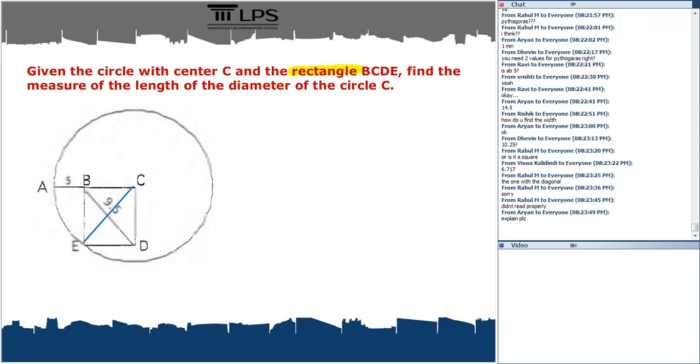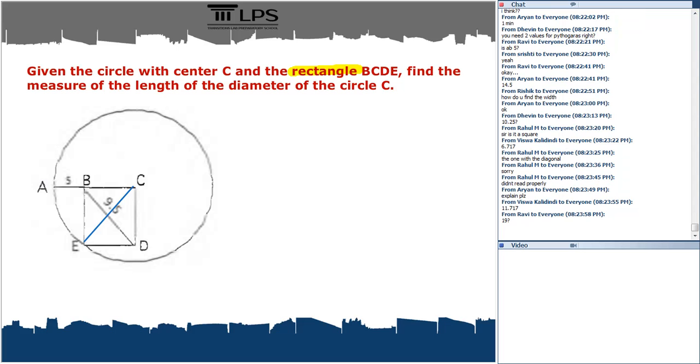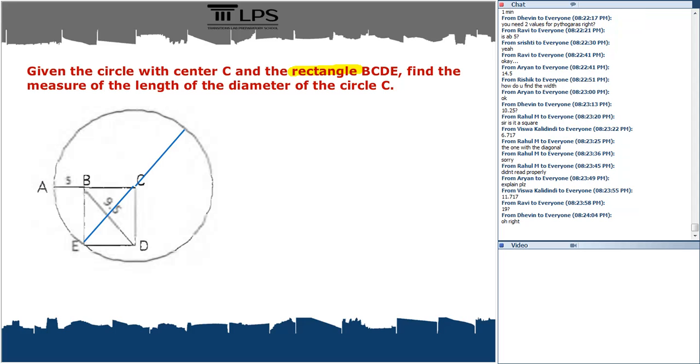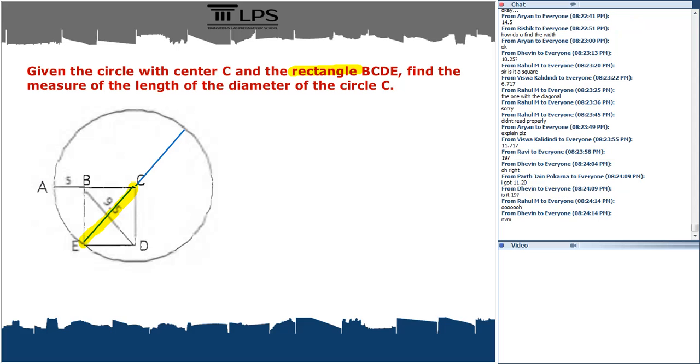We saw the property of the diagonal of a rectangle. The diagonals of a rectangle are equal. Yes, Ravi, you are right. 19 is the answer. Diagonals of a rectangle are equal. So therefore, this length is going to be 9.5. And the radius of a circle is always equal. So this also is 9.5.